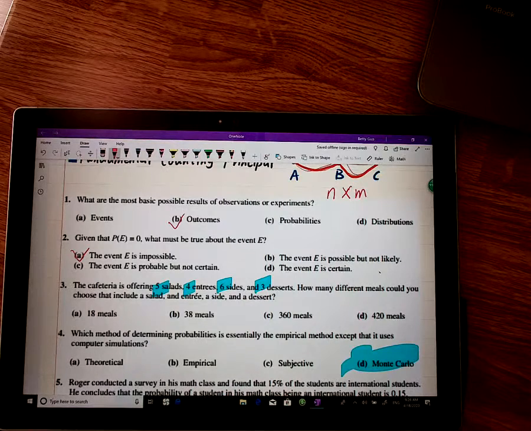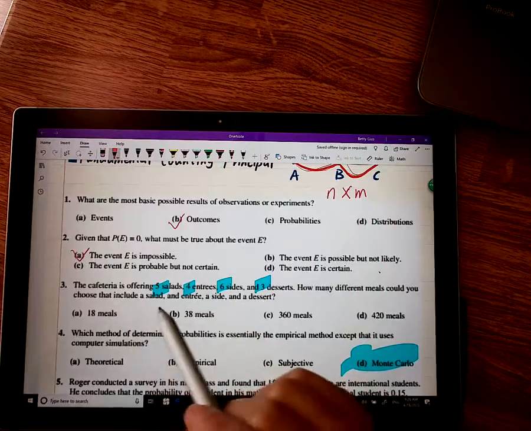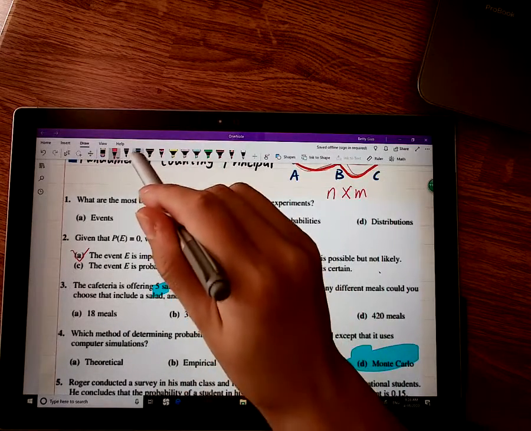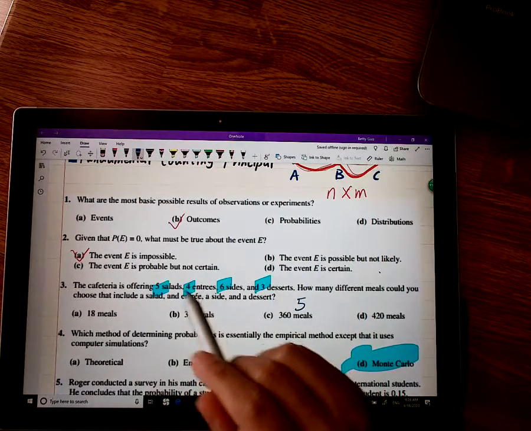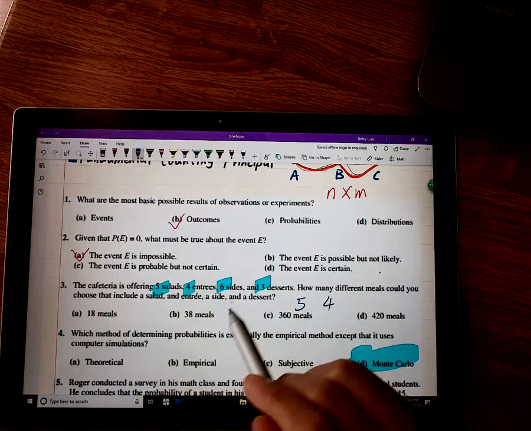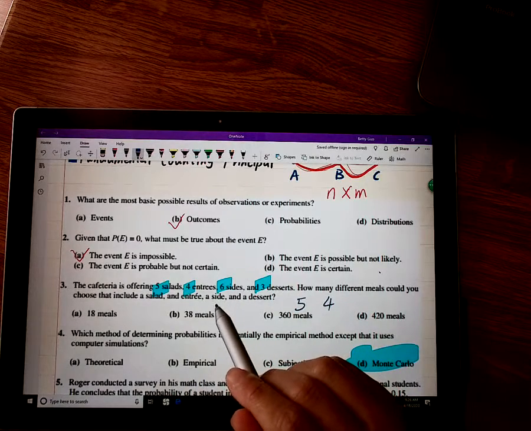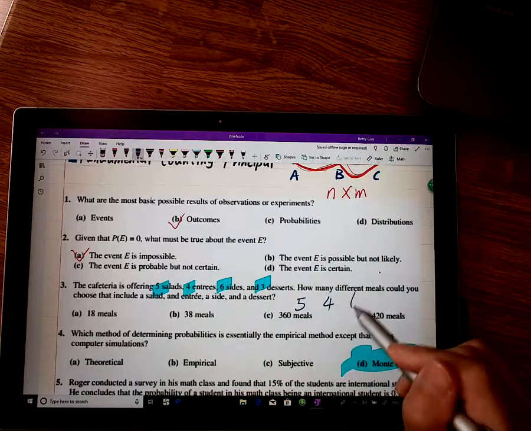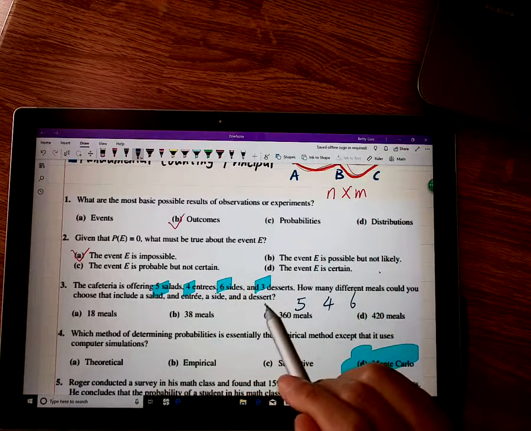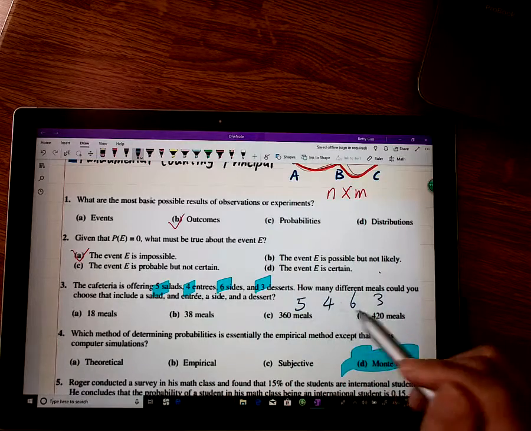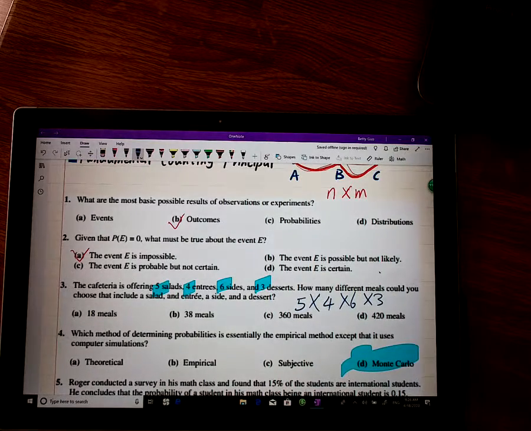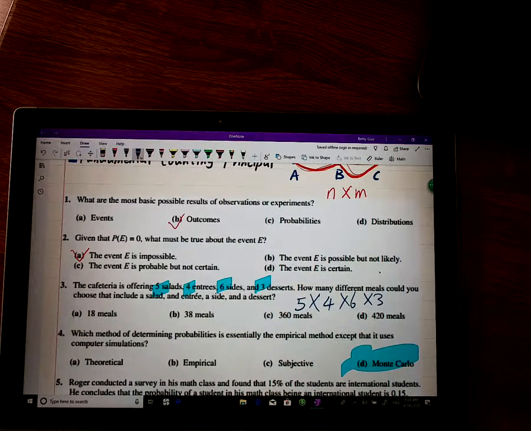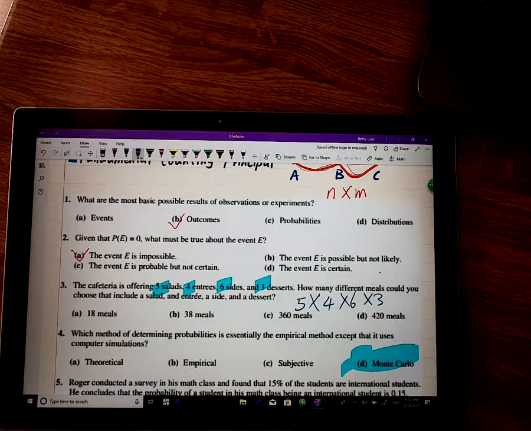It has 4 parts. Part 1, when you choose a salad, how many options do you have? 5 options. Part 2, choose an entree. How many options do you have? 4. Part 3, how many options for deciding on a side? 6. How many options for choosing a dessert? 3. Are you going to add them up, or multiply them together? You are multiplying them together. You are taking the product of them. This number 3 is an application of the fundamental counting principle.